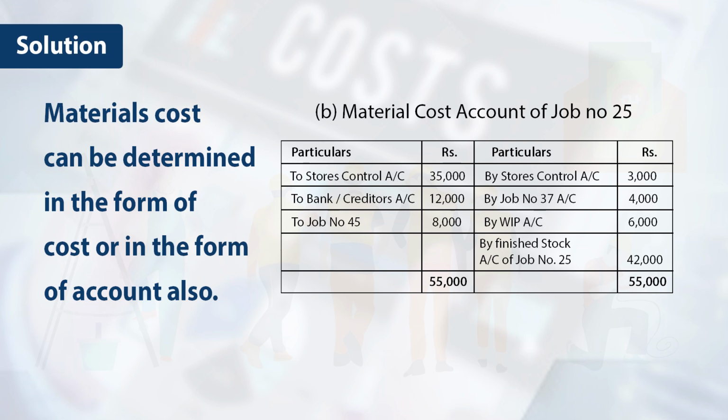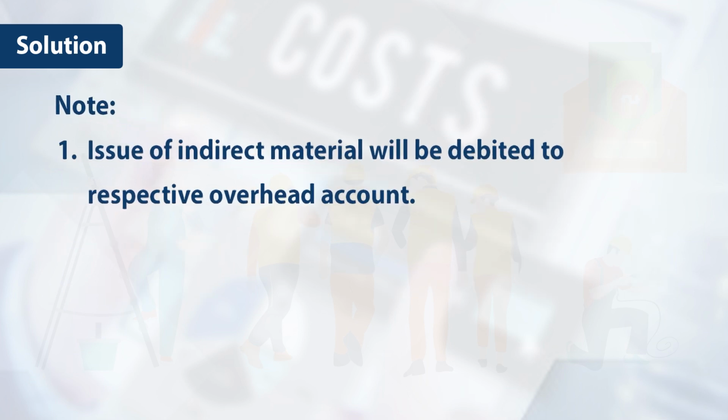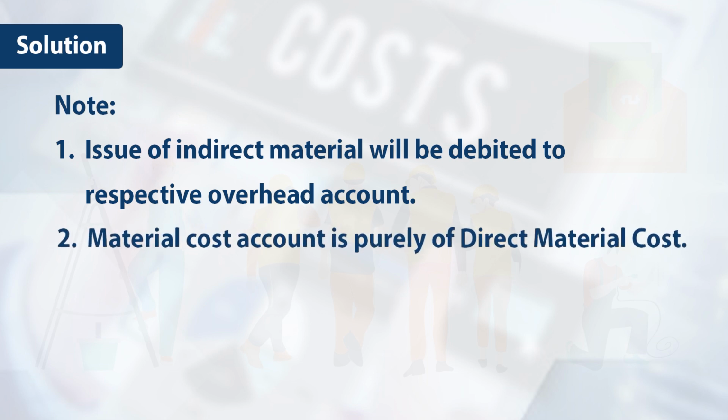Therefore, the balance of rupees 45,000 is on the credit side, that is the difference, by finished stock control account of job number 25. Note that issue of indirect material will be debited to the respective overhead account. Second, material cost account is purely of direct material cost.